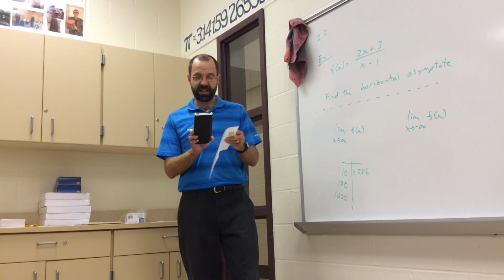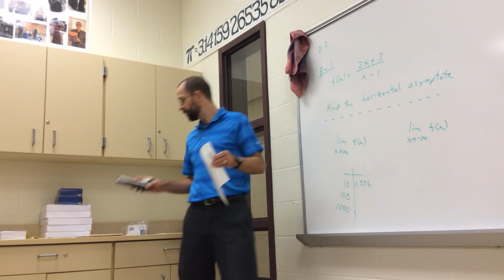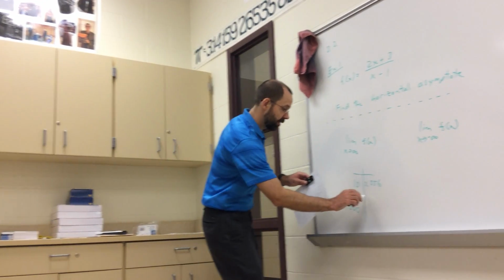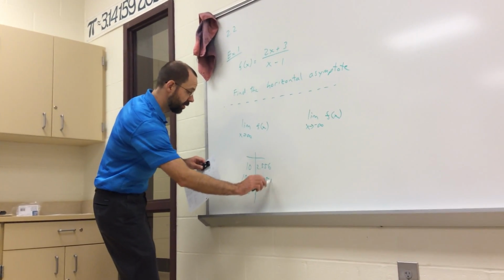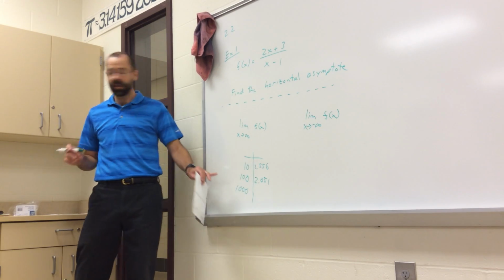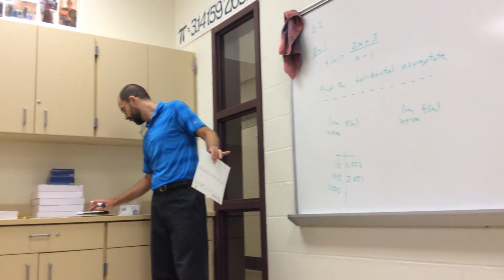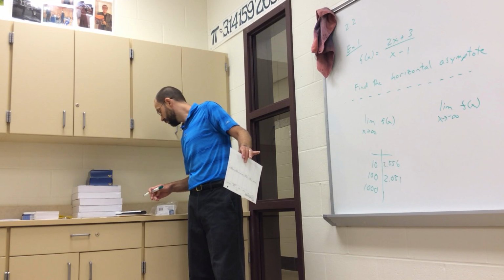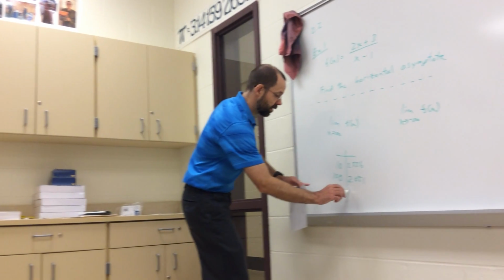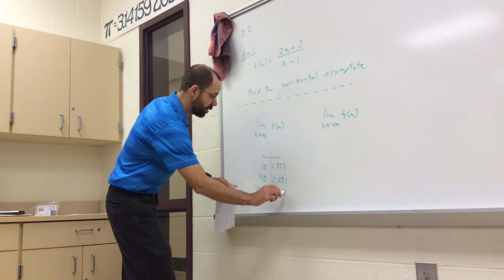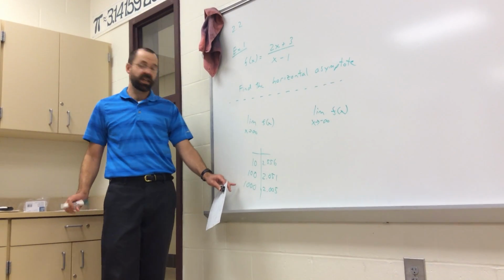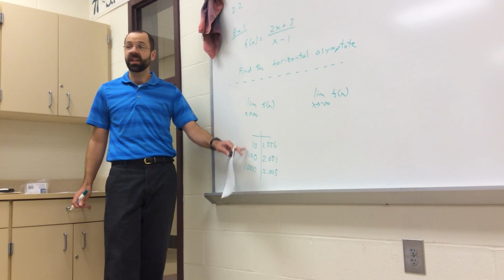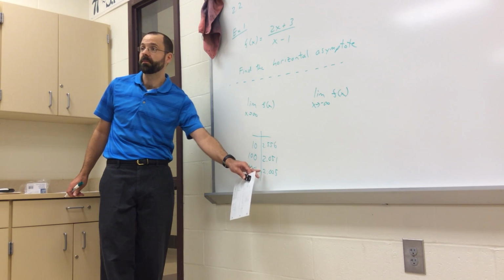So I'm trying 100 and I got 2.051. And then I'm going to try 1,000. And I got 2.005. So these are getting closer and closer to 2, right?